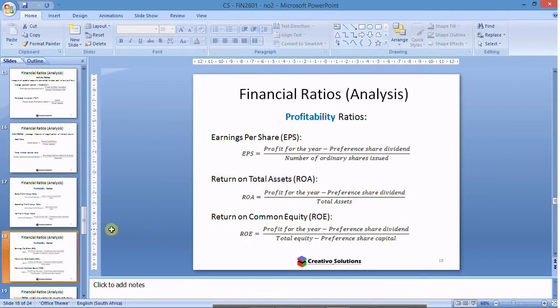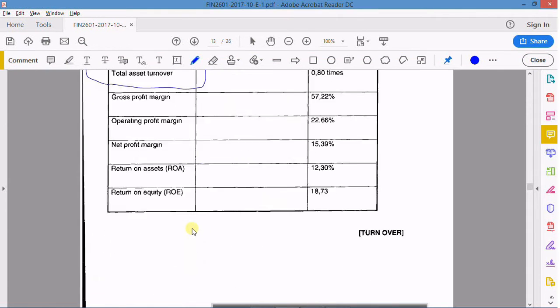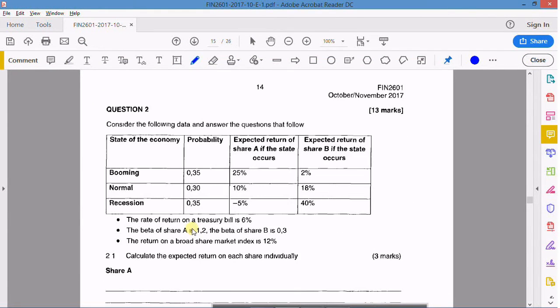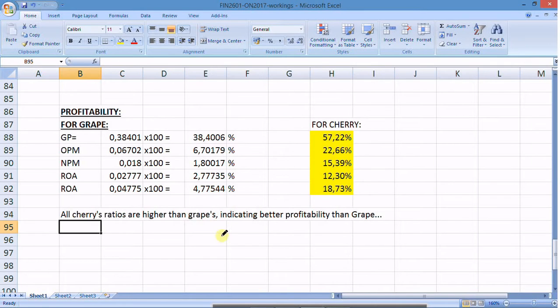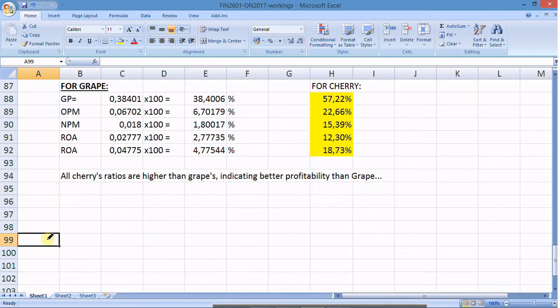Was that all the answer the question asked for? Yes. Then there's question 2, which is the share calculation. So that's question 1 complete. Question 2.